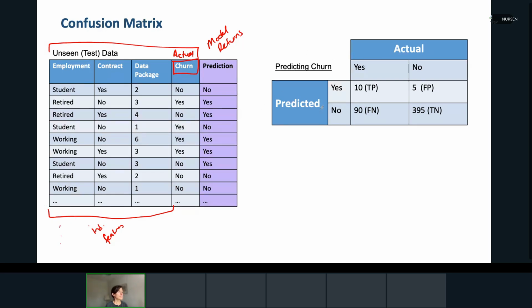We have, let's say here, 500 test records. If you sum them up, you will see we have 15 in the predicted yes row, and we have 485 in the predicted no row, and overall it is 500. So overall we have 500 cases. In the confusion matrix, we divide these cases into different groups. On the rows, we have our predictions, and on the columns, we have the actual outcome, the actual target value.